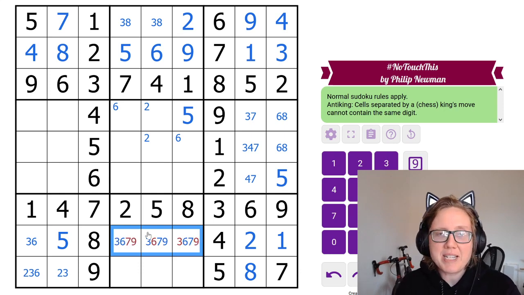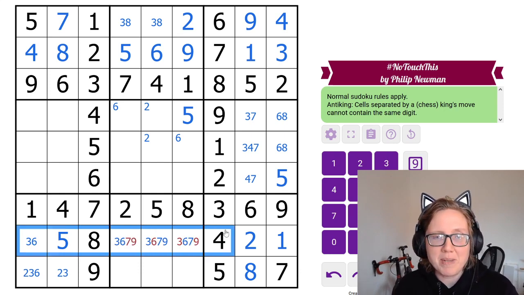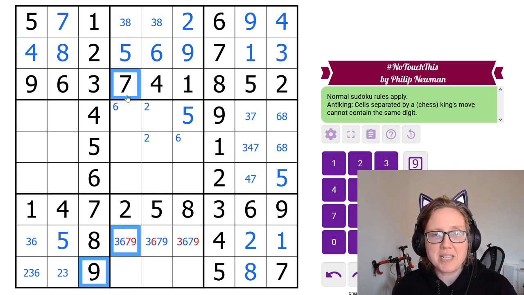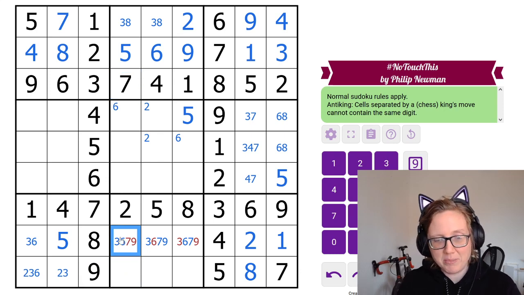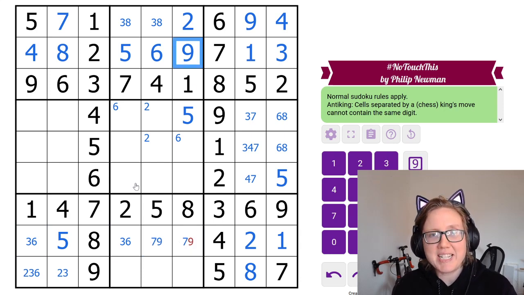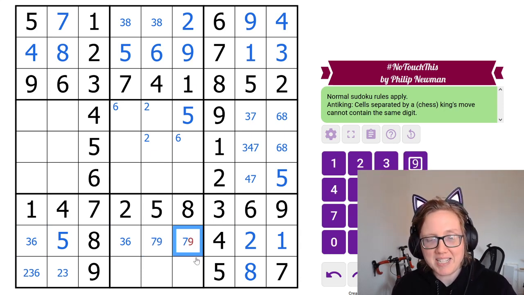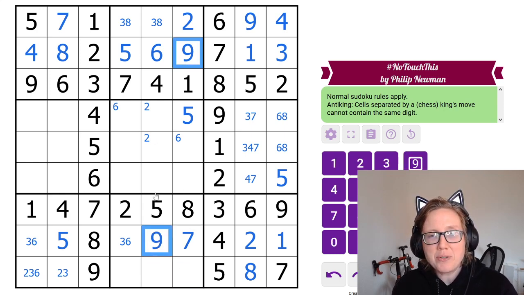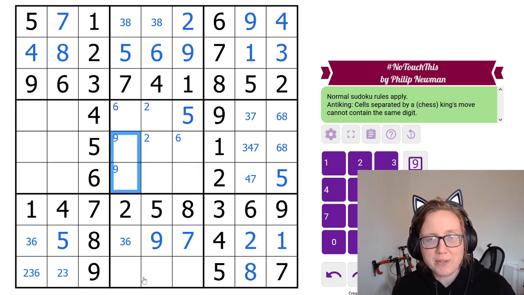These cells are 3, 6, 7, and 9 because those are the remaining cells I need in the row. This cell can't be a 9 by anti-king, and it also can't be a 7 because there's a 7 in the column already. That gives me this 3, 6 pair, so neither of these can be 3 or 6. And the 9 that I placed earlier makes that a 7. So now I have 2 9s looking into this center box. And I also have this 9 that sees that cell, so one of those is a 9.